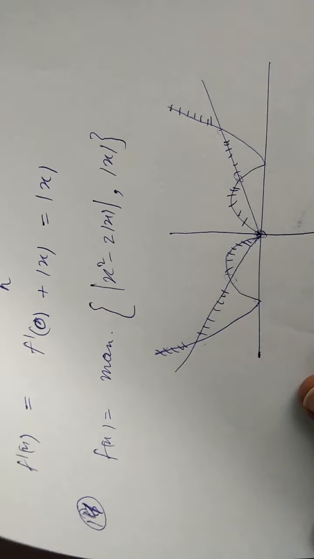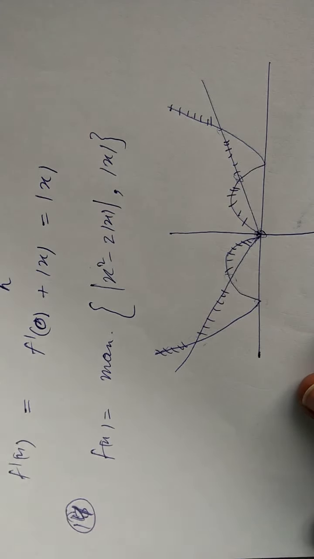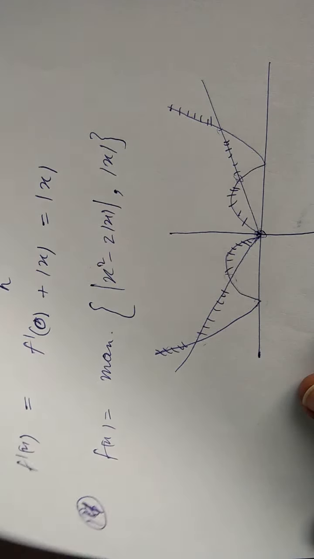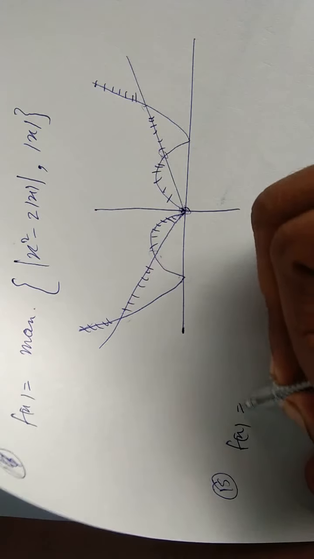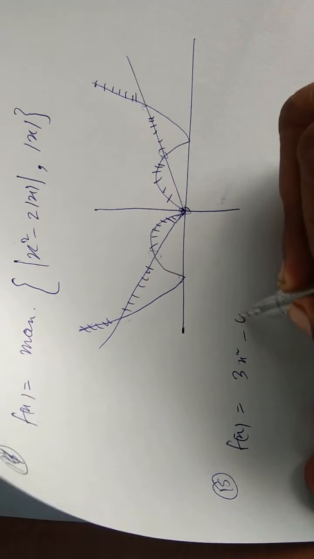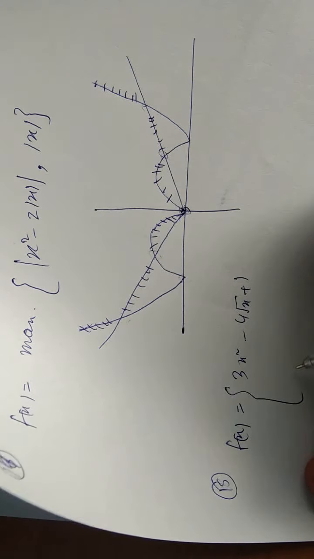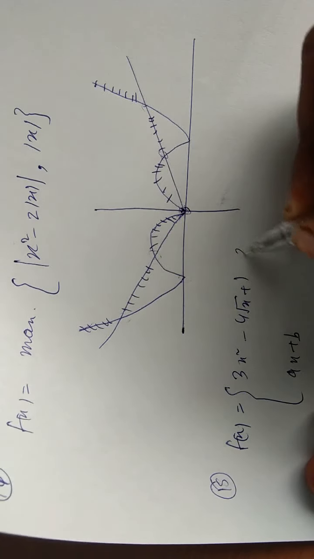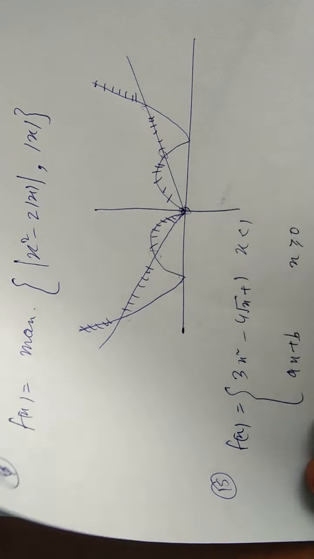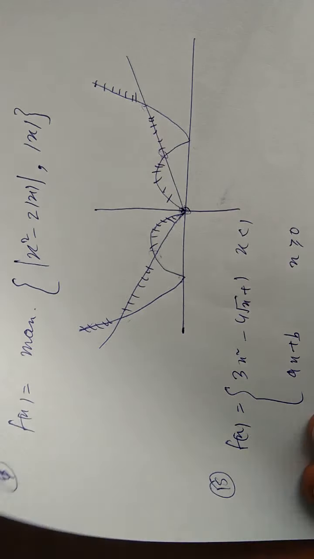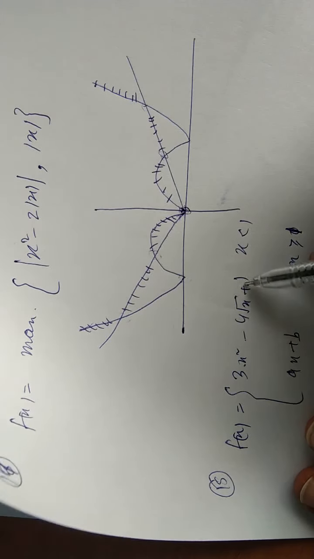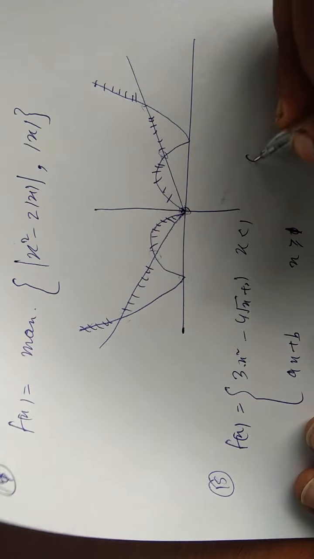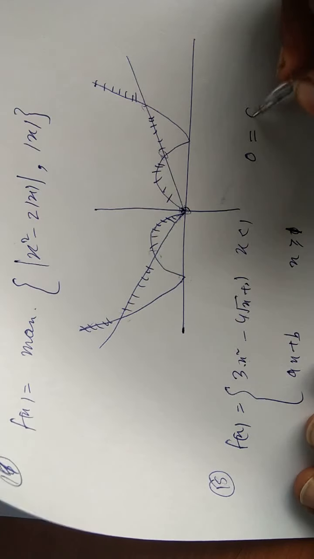Okay, so moving on to the next question, question number 15. So question number 15 says we have given f(x) is equal to 3x square minus 4 root x plus 1 when x is less than 1, and ax plus b when x is greater than or equal to 1. It is continuous and differentiable for all numbers in its domain. So let's check at x is equal to 1. So at x tending to 1, this gives 3 plus 1 minus 4, which is 0, should be equal to the limit x tending to 1 of a plus b.